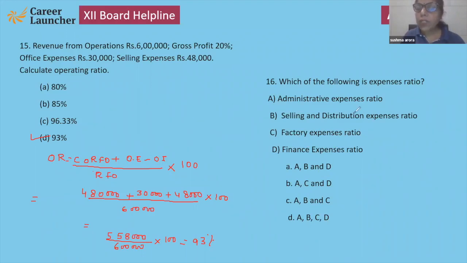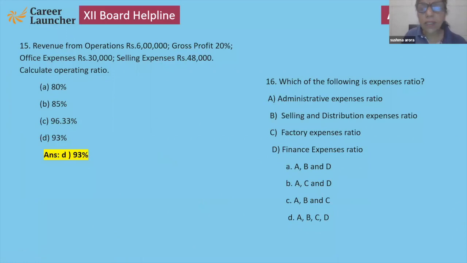Which of the following is expenses? Yes, A, B, C, D, all are expenses. Yes, children, match your answer. This is 93%. This is D. A, B, C, D, all are expenses.